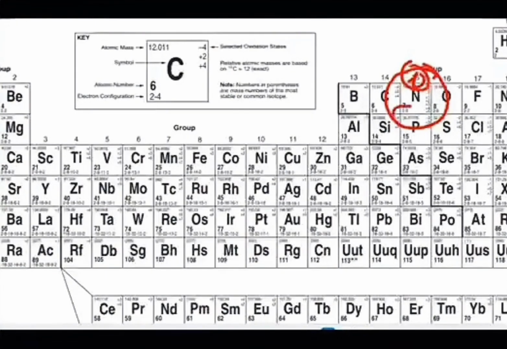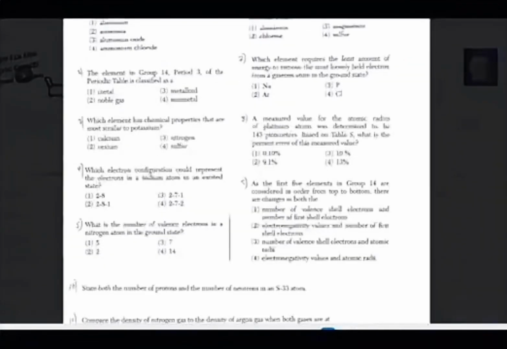Or you can just look at the electron configuration, and whatever numbers all the way to the right, that's your valence shell or valence level of electrons, which is 5. The answer then for question 5 is choice 1.